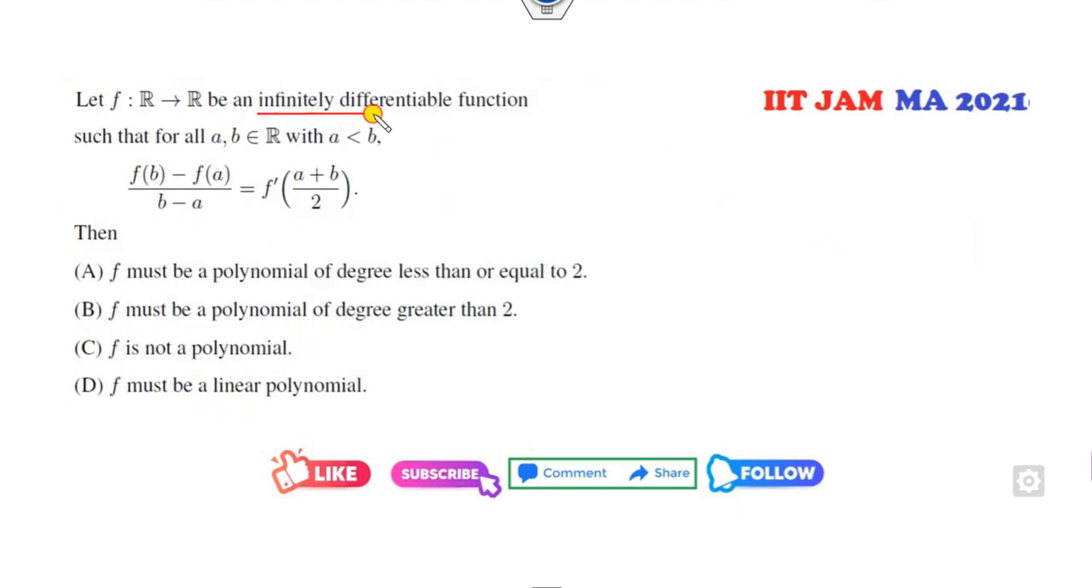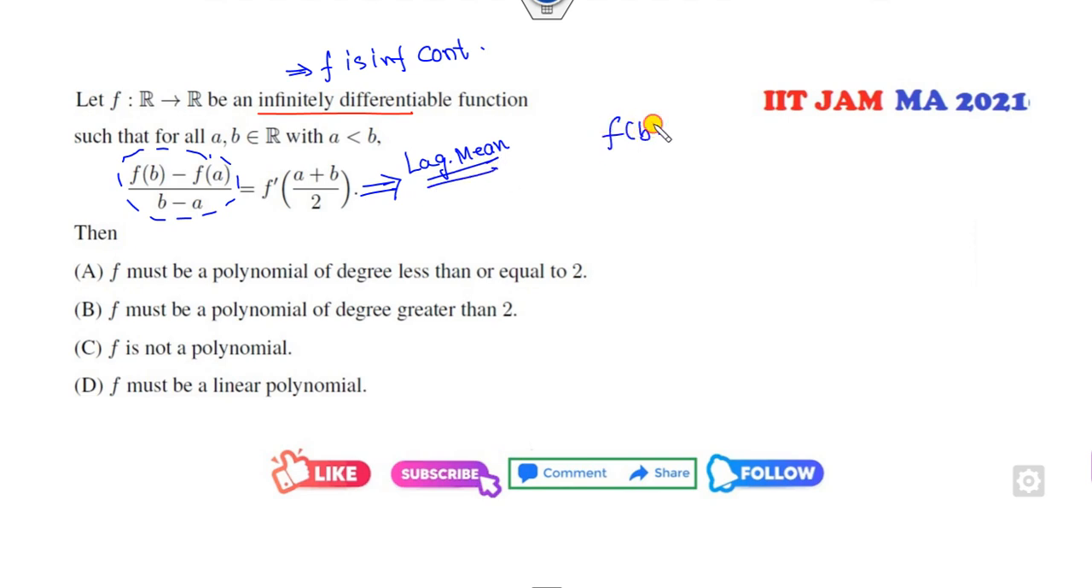f is an infinitely differentiable function, which means f is infinitely continuous as well, and it satisfies this property such that f is not a polynomial, f is a linear function. Which thing comes to your mind when you look at this term? That is the Lagrange mean value theorem. Fine. What does the Lagrange mean value theorem suggest to you?